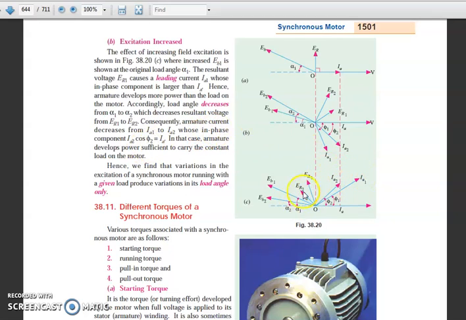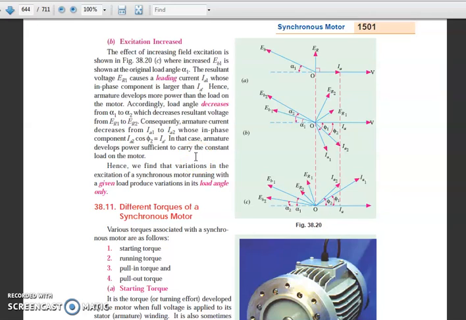म्हणजे ऑब्विसली माझा लोड अँगल चेंज झाल्यामुळे मला पॉवर जास्त करायची गरजच नसल्यामुळे लोड अँगल चेंज होणार आहे. आणि लोड अँगल एकदा चेंज झाला तर माझा ऑब्विसली आर्मेचर करंट सुद्धा कमी होणार. म्हणजे प्रिव्हियसली इट वॉज IA1, बट आता माझा IA2 इतका चेंज होणार आहे. ओके, that means in that case armature develops power sufficient to carry the constant load on the motor. म्हणजे previously due to over excitation condition, the motor developed larger power than required.